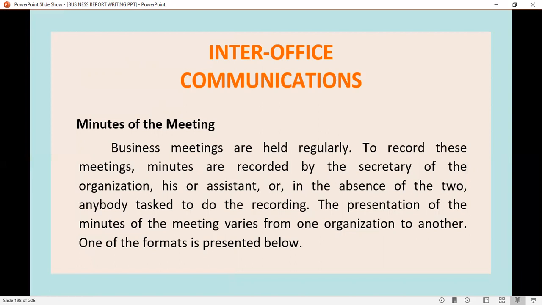So may iba-iba po tayong presentation ng minutes of the meeting. One of the formats is presented below. So isa lang po to sa formats ha, madaming formats ang minutes of the meeting. What's important is you know how to do or to write minutes of the meeting and what is a minute of the meeting. Minutes of the meeting again is the record of the meeting.